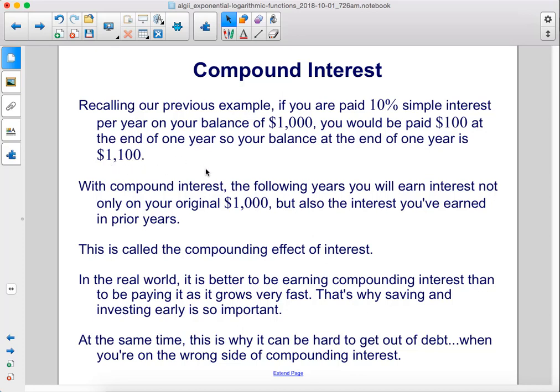With compound interest, in the following years, you will earn interest not only on your original $1,000, but also on the interest you've earned in prior years. This is called the compounding effect of interest. In the real world, it's better to be earning compounding interest than to be paying it, as it grows very fast. That's why saving and investing early is so important. At the same time, this is why it can be hard to get out of debt when you're on the wrong side of compounding interest.